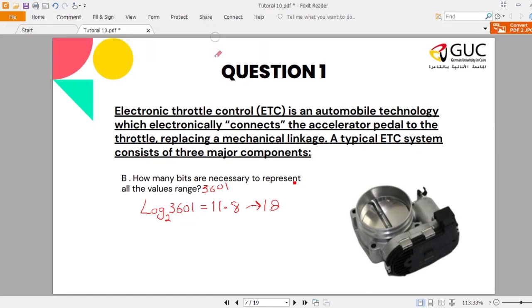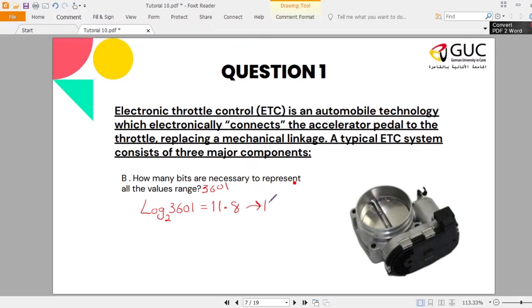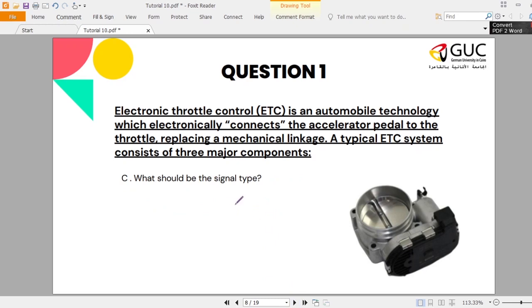Let me just write it in a better way, because it's too ugly. Yeah, so it's 12 bits. Okay, so we have 12 bits to represent the 3601, but actually we will be having more values than needed, because we did the approximation.